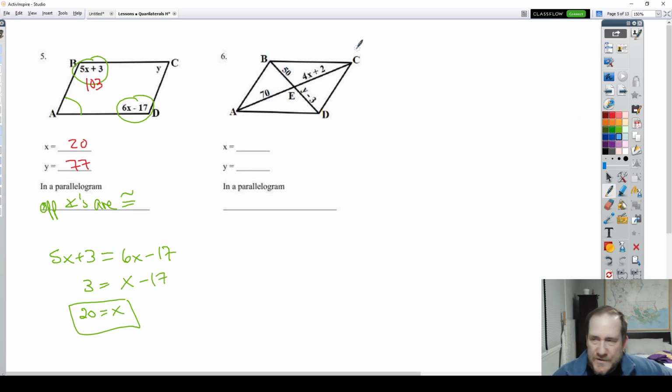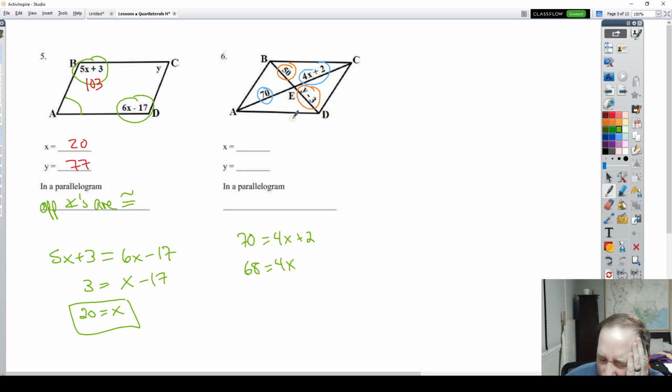For 6, we're going to use that brand new rule. It's not really brand new, we've been talking about it a bunch, but we know that the diagonals bisect each other. So you know that that 70 right there equals the 4x plus 2. You also know that that 50 right there equals y minus 3. So taking this in order and showing work, we've got a 70 that equals a 4x plus 2. So I'll take away 2. I'll get 68 equals 4x. I'll divide by 4, which brings me down to 17.